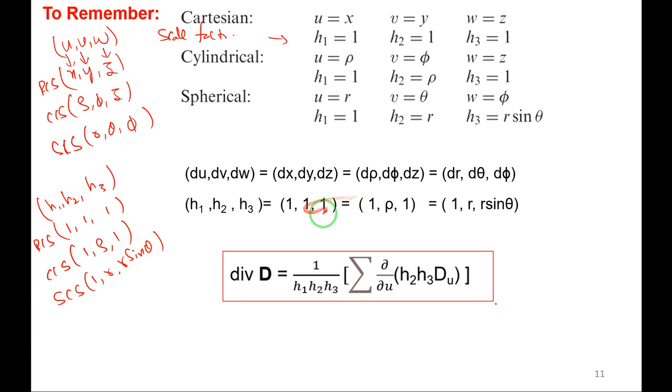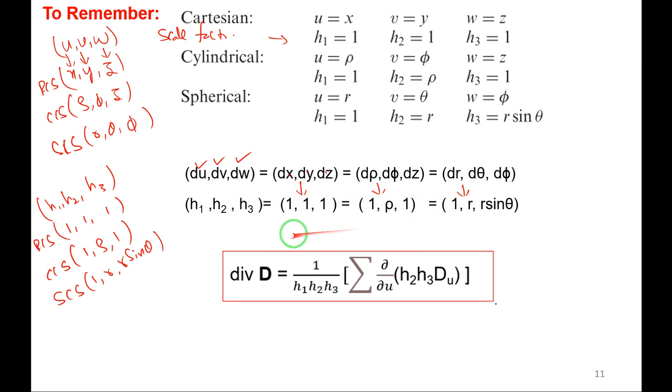If I want the differential elements, we can write them as du, dv, dw. In rectangular, it is dx, dy, dz. In cylindrical, it is d rho, d phi, dz. In spherical, it is dr, d theta, d phi. And the scale factors I have written exactly below this.